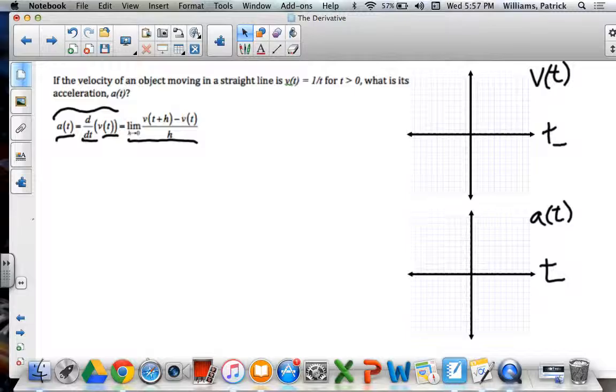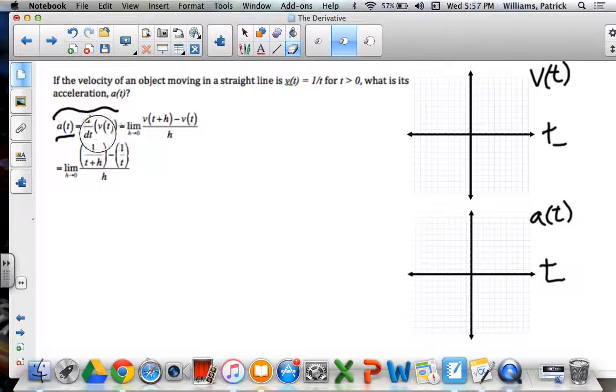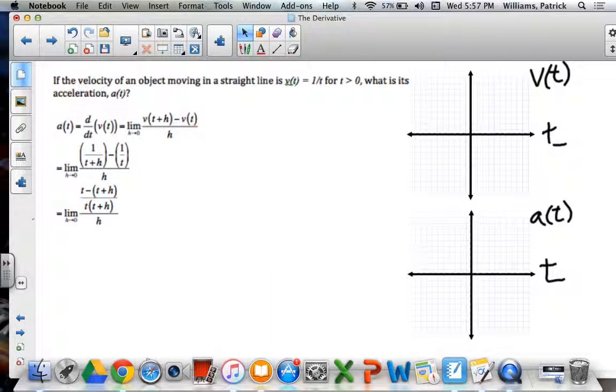So once we actually solve for v of t plus h and v of t, we're going to get a limit that looks something like this. Now that we got that limit, how are we going to simplify that? Well, you see we got two different fractions or two different quotients in the top. Do they have the same denominator? No, they don't. So if they don't have the same denominator, what must you do to add them together, or in this case, subtract them? You got to find the lowest common denominator. And in this case, the lowest common denominator comes from multiplying both denominators together. So if you go through that and do that, you will end up with this limit right here.